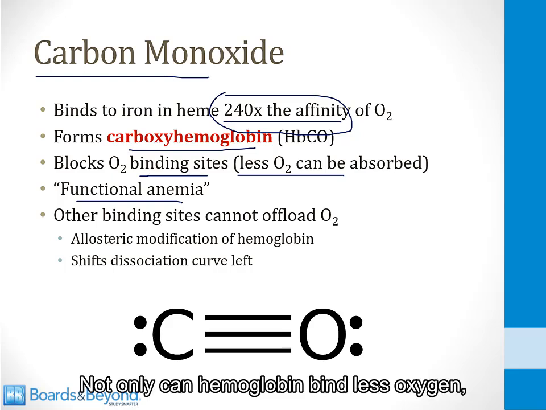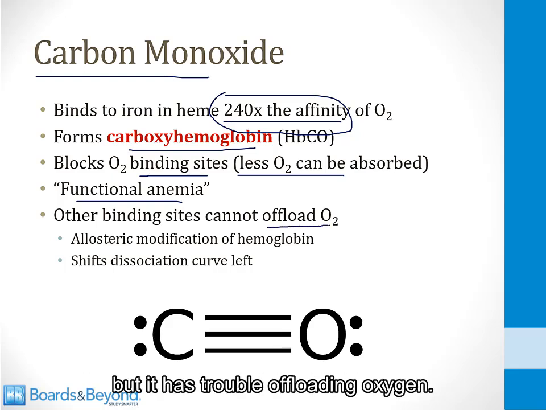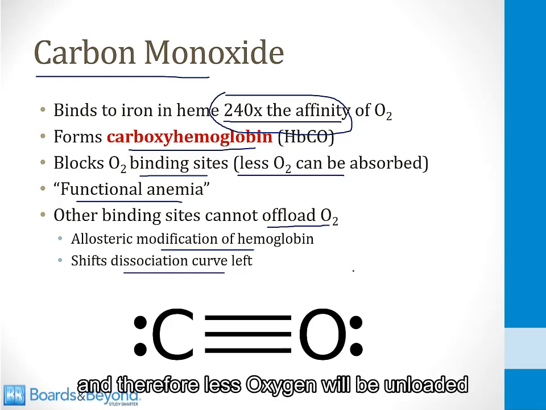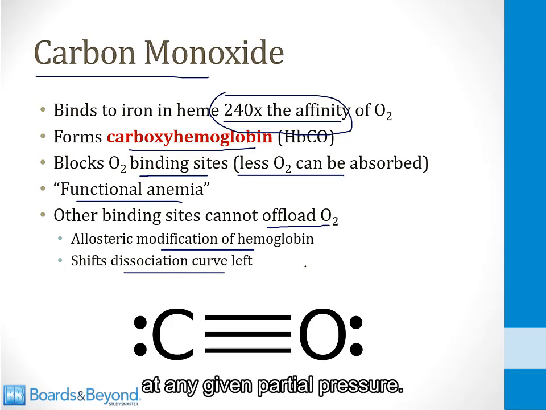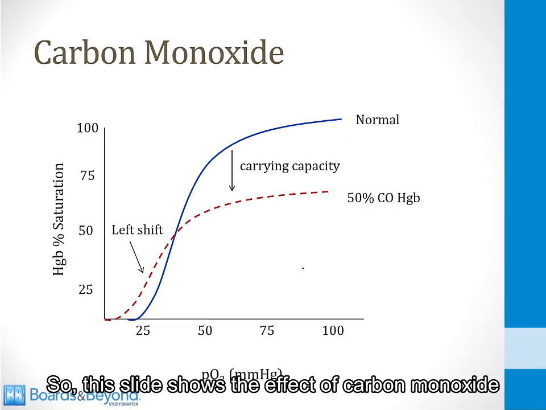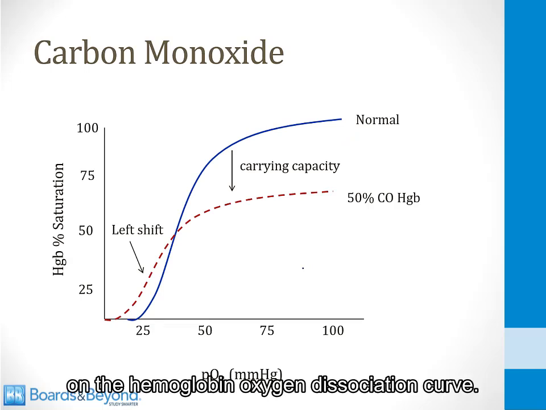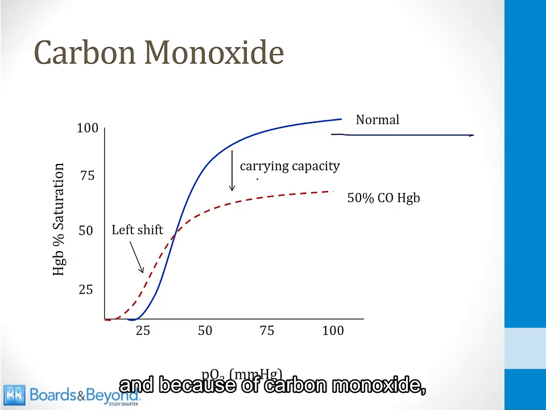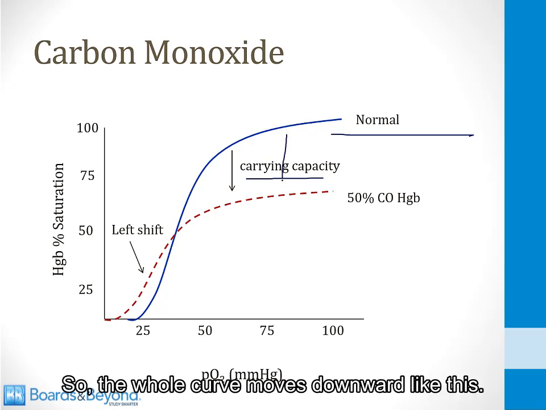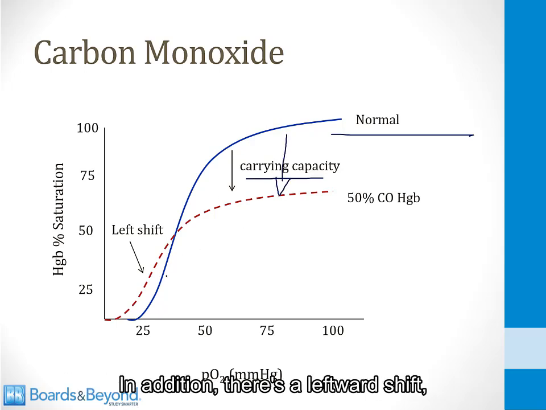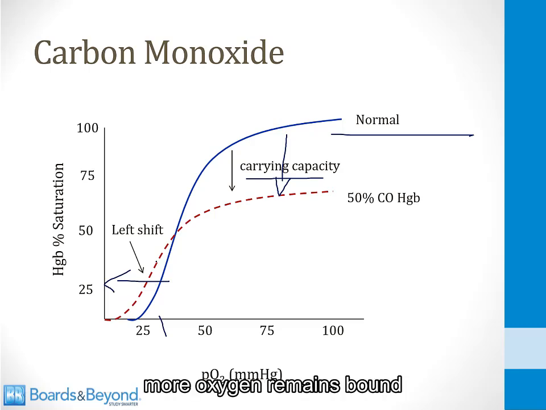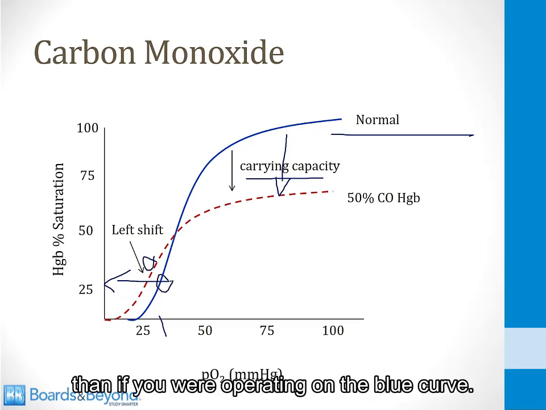Not only can hemoglobin bind less oxygen, but it has trouble offloading oxygen. This is because carbon monoxide is an allosteric modifier of hemoglobin, and it shifts the curve to the left, and therefore less oxygen will be unloaded at any given partial pressure. So this slide shows the effect of carbon monoxide on the hemoglobin-oxygen dissociation curve. A normal curve is in blue, and because of carbon monoxide, there's less carrying capacity of oxygen, so the whole curve moves downward like this. In addition, there's a leftward shift, so when you get down into lower partial pressures, more oxygen remains bound than if you were operating on the blue curve.